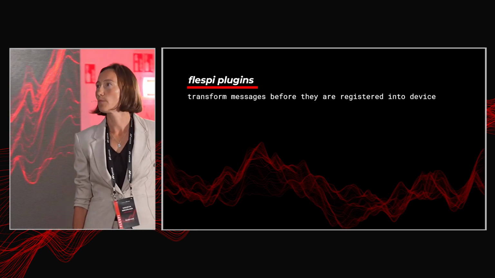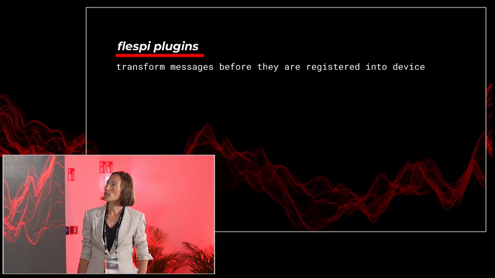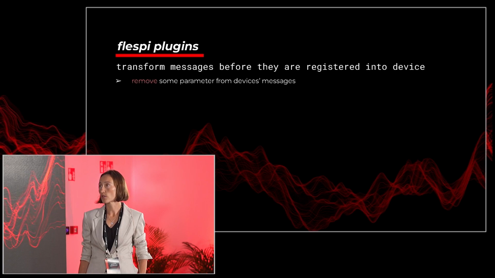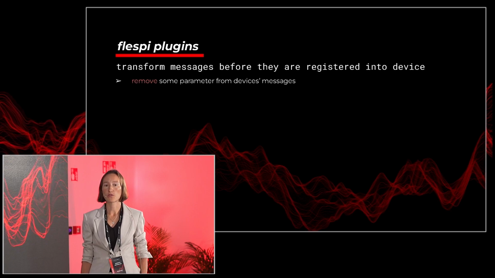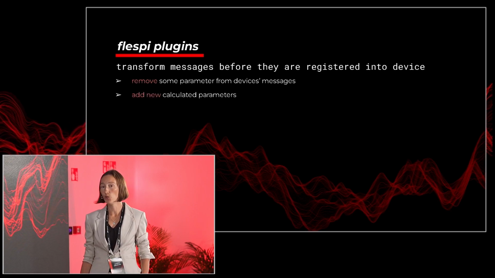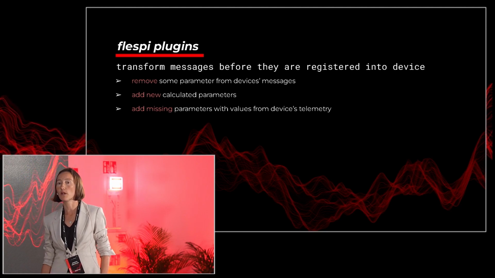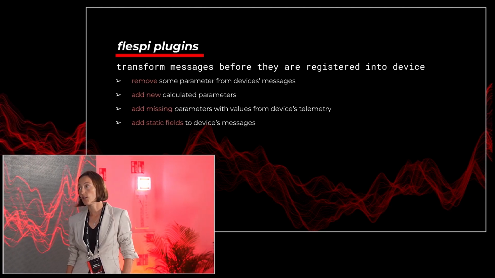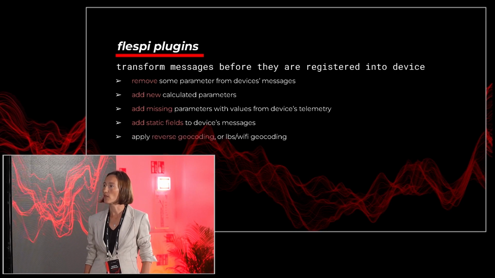So, what does flespi plugin do? They transform messages before they are registered into the device and before they are published into platform-wide MQTT database. And with plugins, you may apply various transformations to the messages and tune them. For example, remove some parameters from the messages, add new calculated parameters, add missing parameters with values from device's telemetry, add static fields to devices' messages, for example, customer IDs or something like this.